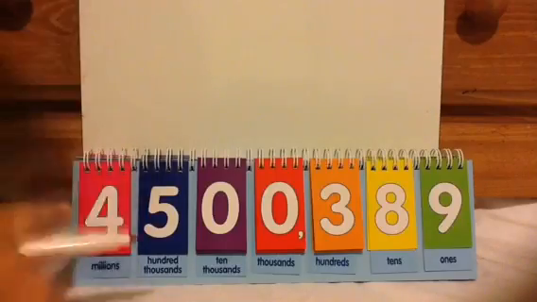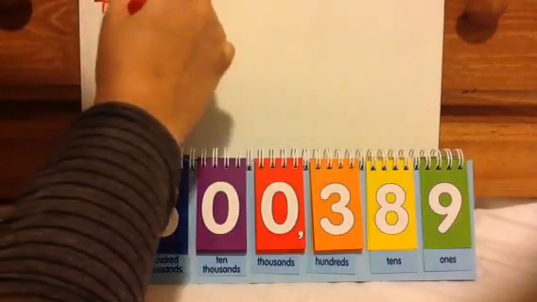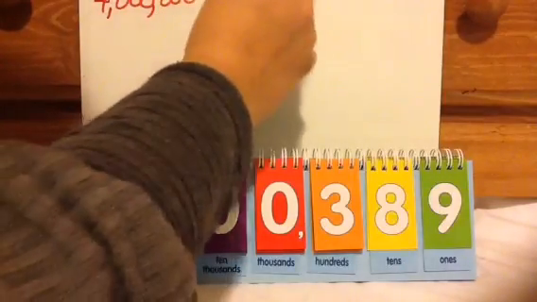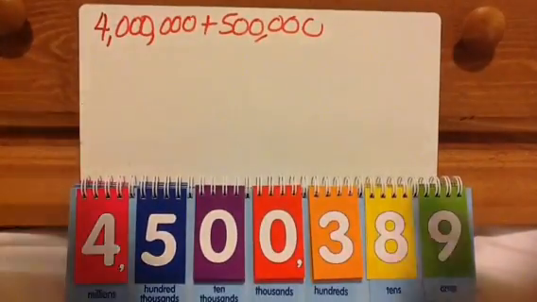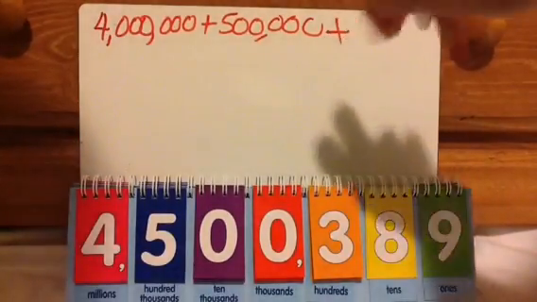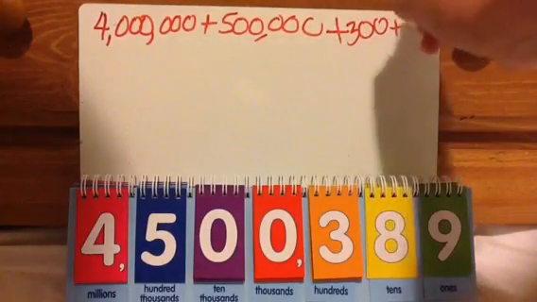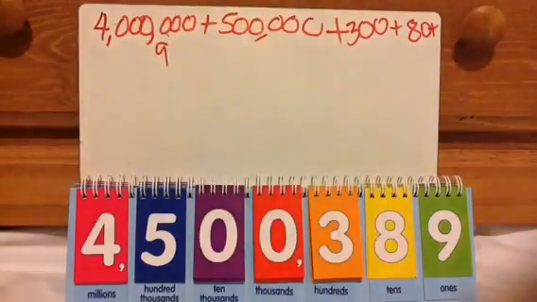All right, so 4 million, 500,000. Sorry, didn't realize you can't see. I'm not going to write 10,000s or thousands, plus 300, plus 8, plus 80, plus 9.